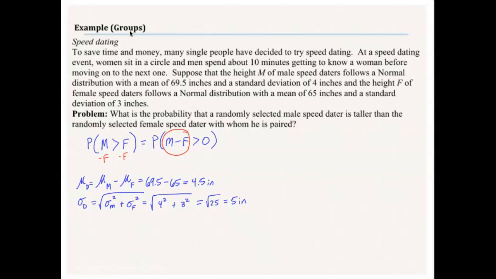All right, so here's the deal. We now have the difference. The mean difference is 4.5 inches, and the standard deviation for the difference is 5. And they told us that each one was normal. So the male height was normal and the female height was normal, meaning the difference in heights is also normal. That's what I showed you on the last slide. So we know the difference follows a normal distribution with a mean of 4.5 and a standard deviation of 5.